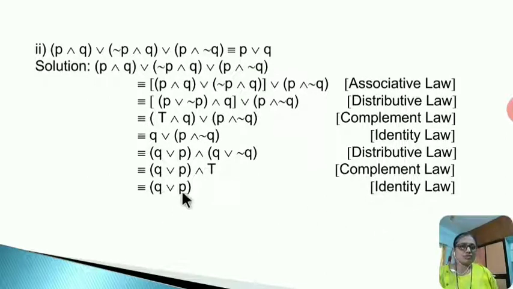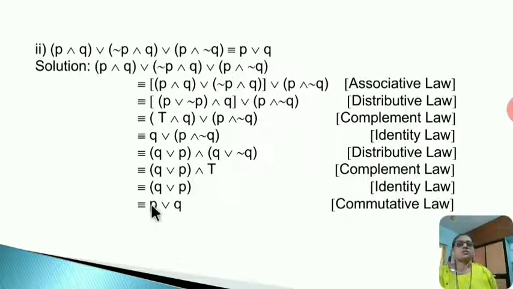Now, if we use here commutative law, we get our required RHS. So, using commutative law, we get P or Q, and write here the justification, what we use, commutative law. And so, this is the proof for the given example. Without using truth table, in this way we can prove here.